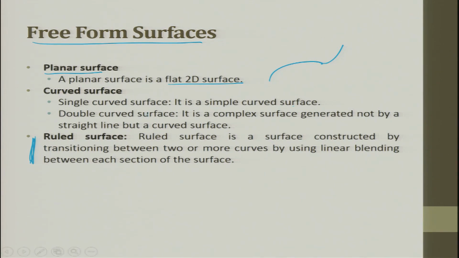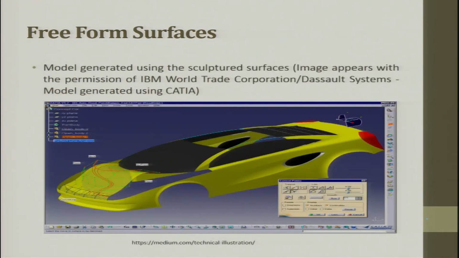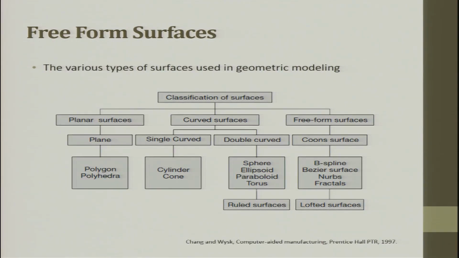Curve, single curve, double curve, then we went to ruled surface. Today you see in reality it is all free form surfaces. This model was generated using sculptured surface, which is energy efficient, and the drag is reduced. Here, if you see, no edge, no surface is straight or flat, it is all curved, complex curves. Inside a curve itself you have many variation facets. This is done by CATIA software.